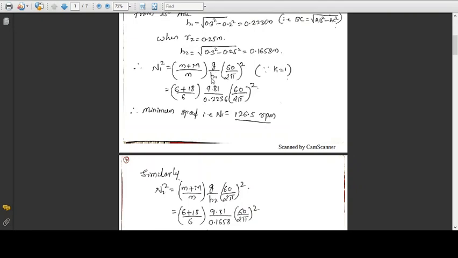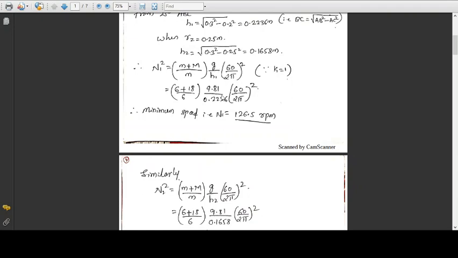H1 is the value when you are taking R1 into account, and when you substitute these values, that is (6 plus 18) divided by 6 into 9.81 divided by 0.2236 into (60 by 2 pi) whole square, you will get the minimum speed, that is N1 equal to 126.5 rpm. While substituting, if you have these terms as m, the unit should be kg. If they are W, the unit should be newton. So if you have W here, this g will vanish as we discussed in the earlier session.